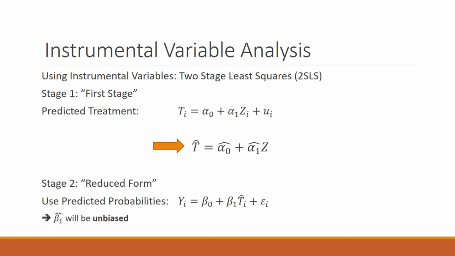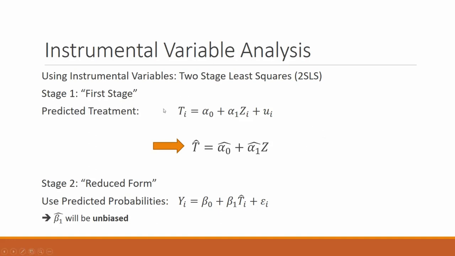Okay, so how does this work? Well, stage one is called the first stage. Shocking name. Stage one is called the first stage. And what this is, we run a regression of T, the treatment variable, regressed on Z, the instrumental variable.